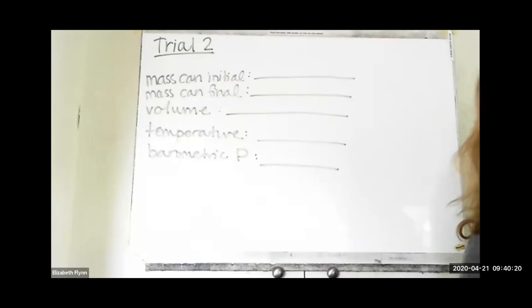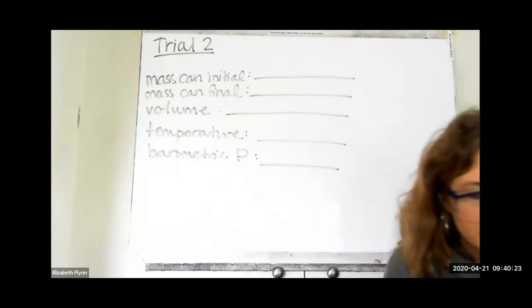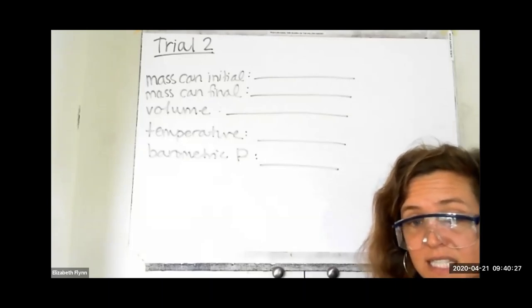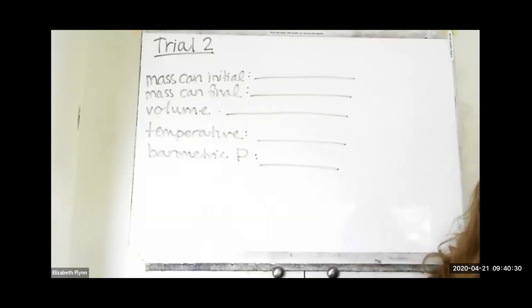Okay. So we use the same atmospheric pressure. Sorry, that's so late. I'm going to add ink to my marker. So the barometric pressure again is 766.6 torr.